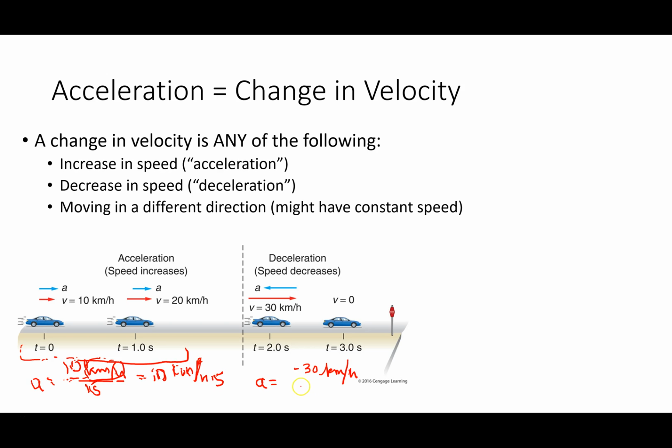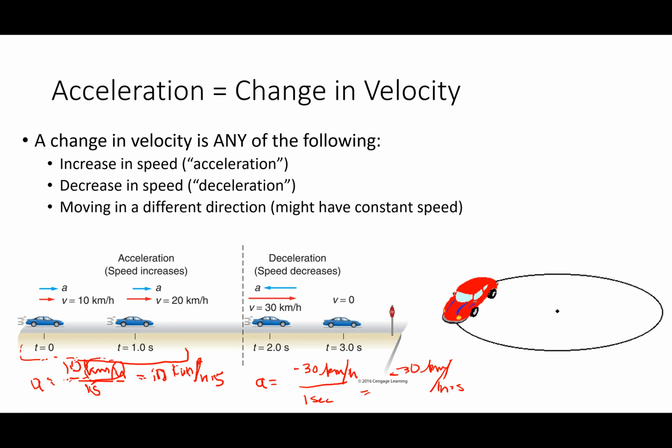Again, the math's pretty easy. 1 second. So I'm looking at 30 kilometers per hour, and also in the denominator are seconds. So 30 kilometers per hour per second. Better carry along my negative sign. Negative means it's slowing down. We call it deceleration, but it's like negative acceleration.